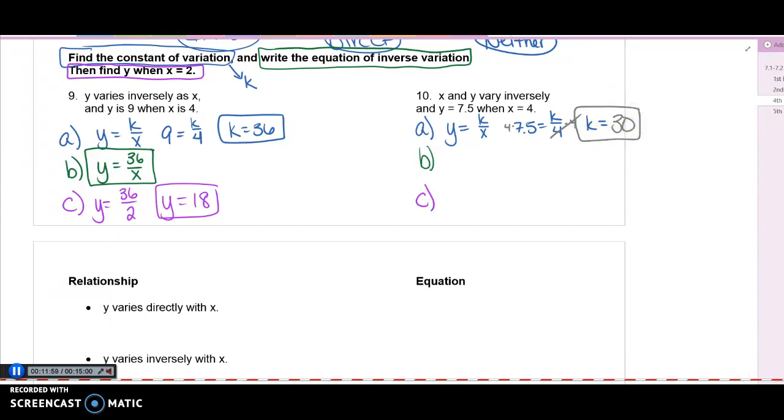Next step, it says write the equation of inverse variation. So rewrite that equation, but now you know what k is. So y equals 30 divided by x. Step C, use your equation to figure out what y is when x is 2. So you're plugging 2 in there. Y equals 15.